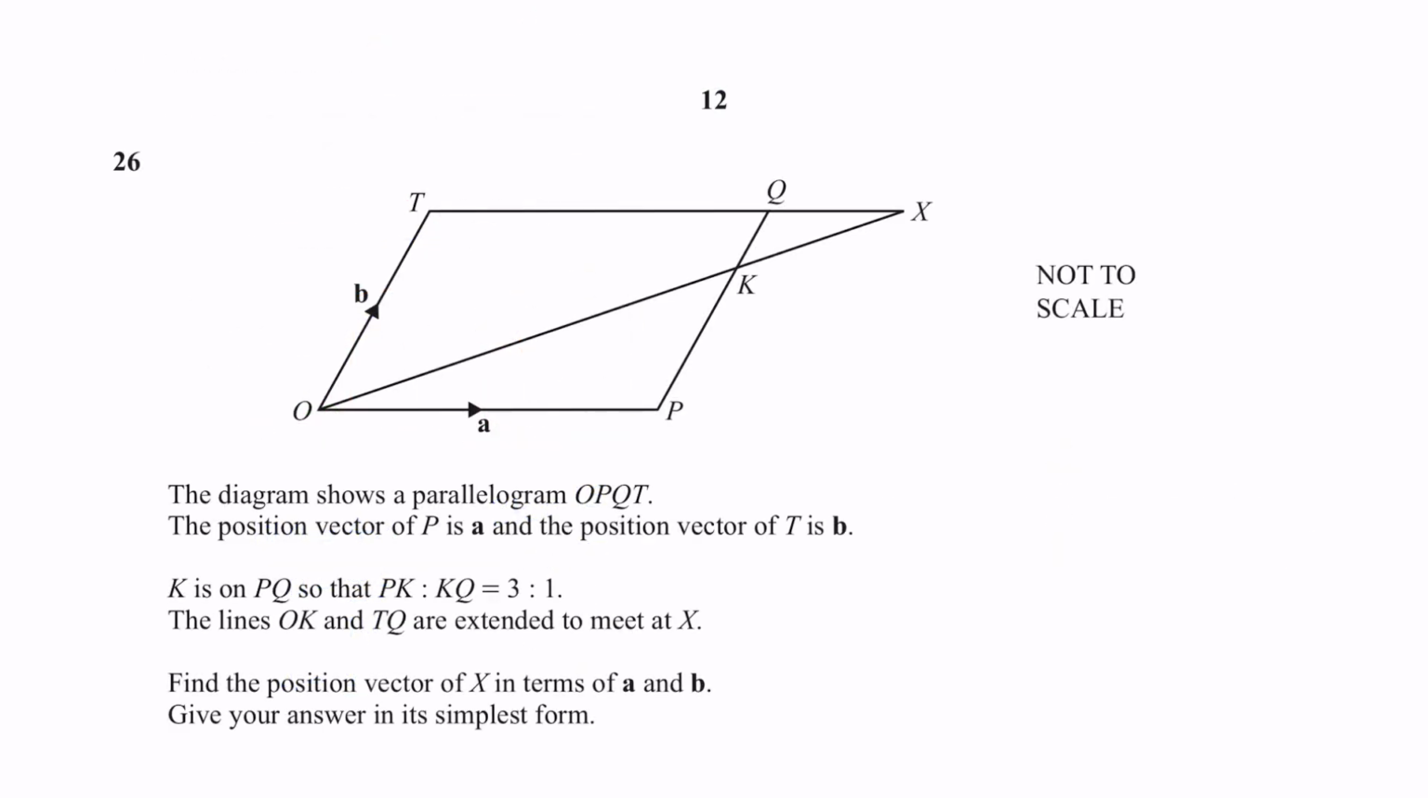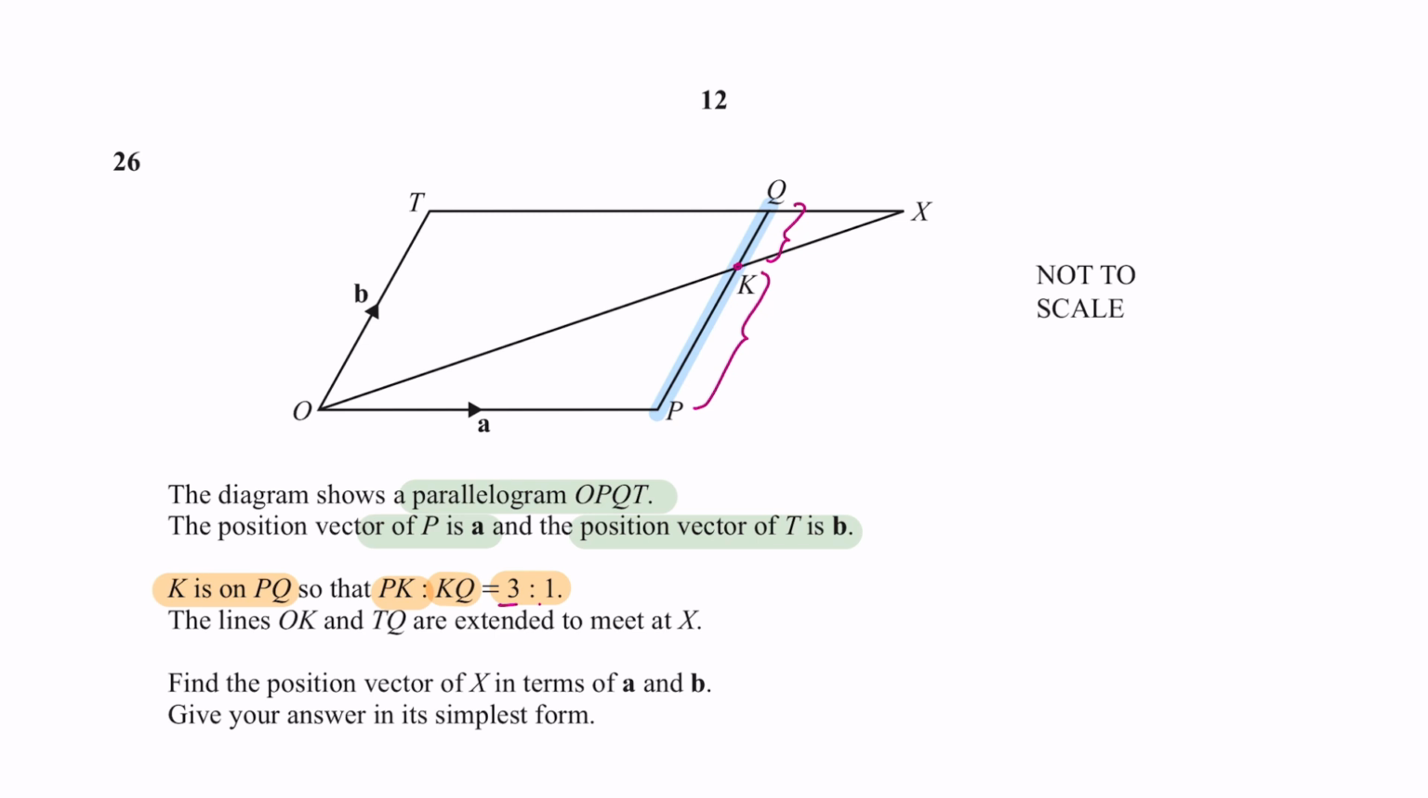Last question, 26. The diagram shows a parallelogram OPQT. The position vector of P is a and the position vector of T is b. K is on PQ, so that PK to KQ is 3 to 1. This is PQ and this is the position of K. K is located such that the ratio of PK to KQ is 3 to 1.